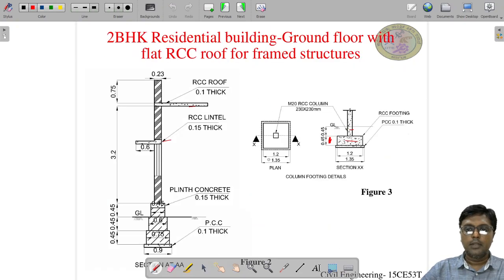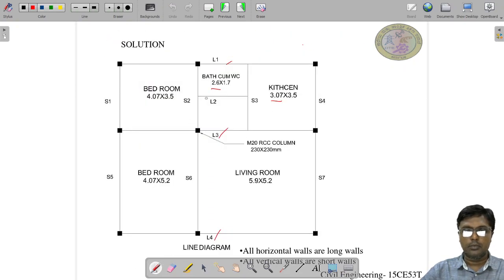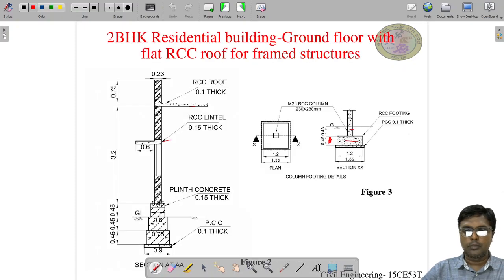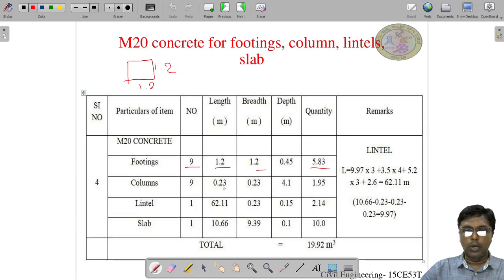Next, columns. There are 9 columns, we can see it clearly. What is the length and breadth? It is a square column, 230 mm into 230 mm or 0.23 meter into 0.23 meter. So 9 into 0.23 into 0.23 into 4.1.